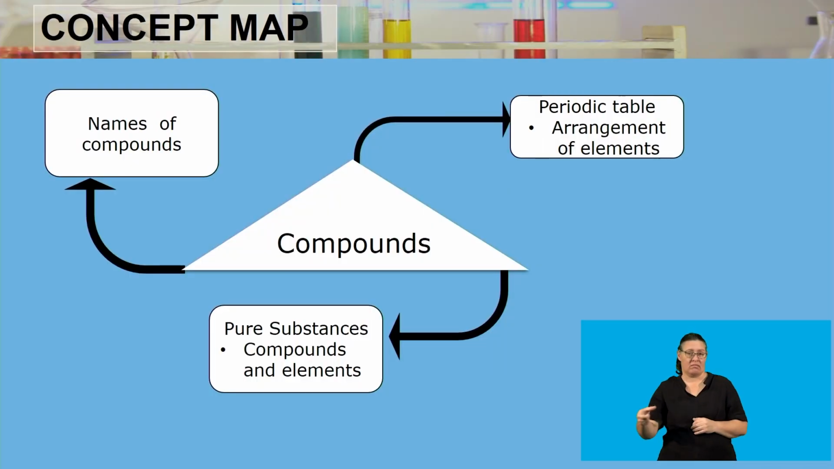Now, in order for us to be able to achieve these goals, we need to take our main idea and categorize it into small concepts that we can achieve. So our main idea is the compound, and within that, we're going to be looking at the periodic table, and within the periodic table, we're going to be looking at the arrangements of the elements in the periodic table. Then we're also going to be looking at the pure substances, being the compounds and elements. And then lastly, we're going to be looking at how to name the compounds that you're going to be dealing with and other compounds that we are familiar with.